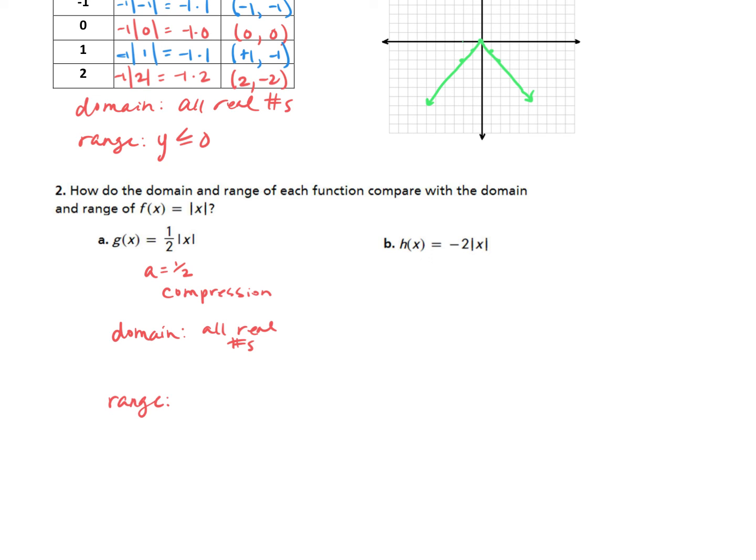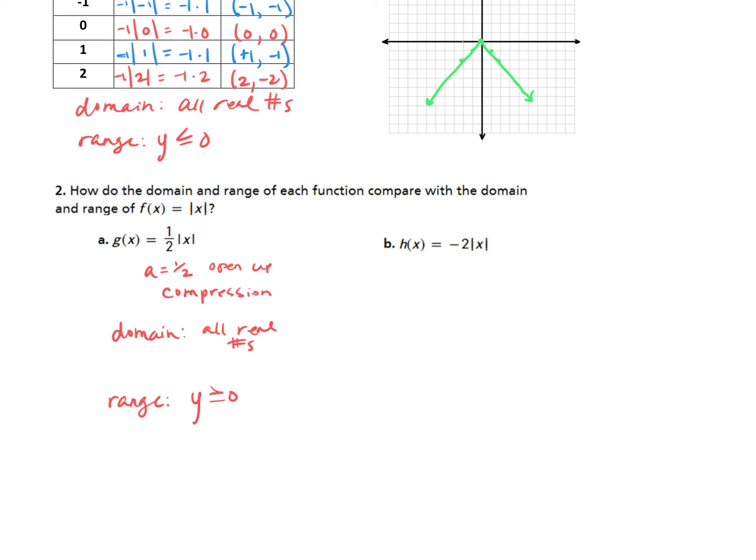But your range, because our a value is positive, that means that this V is going to open up. Maybe let's make a note. Opens up. That means our y values will all be positive, and it will include 0. So y is greater than or equal to 0.